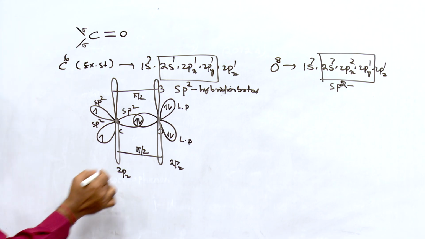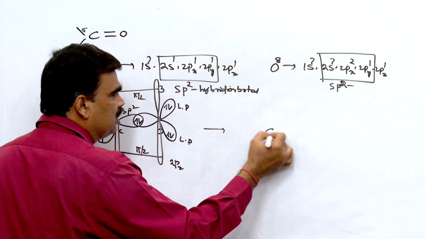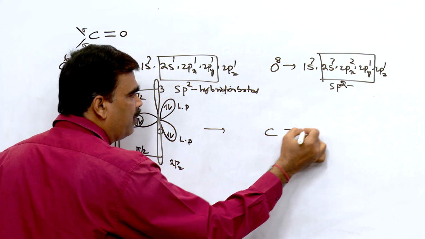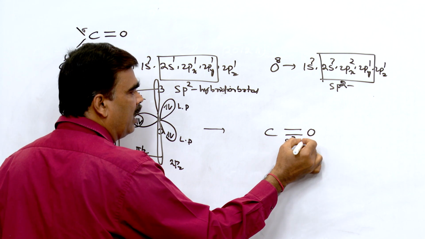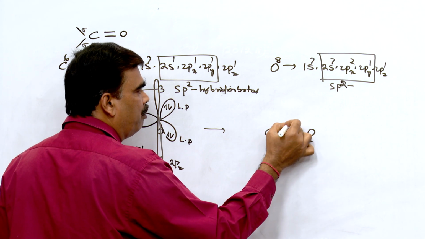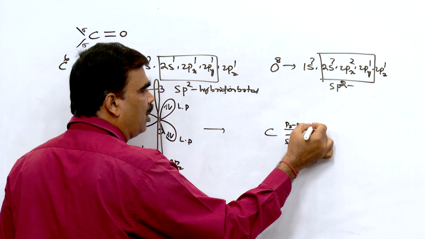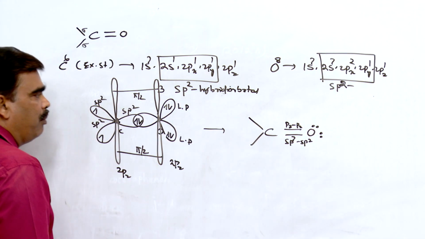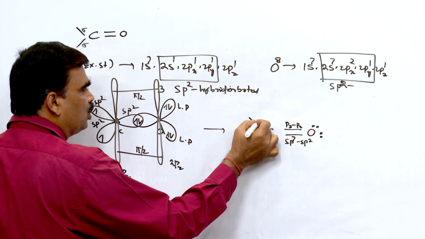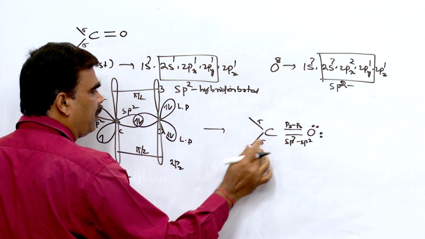So, what is the structure? You see, this is C, a double bond is formed between carbon and oxygen. This is through sp2 overlapping, and this is through pz overlapping, and oxygen contains 2 lone pairs of electrons, and this carbon again forms 2 sigma bonds through sp2.